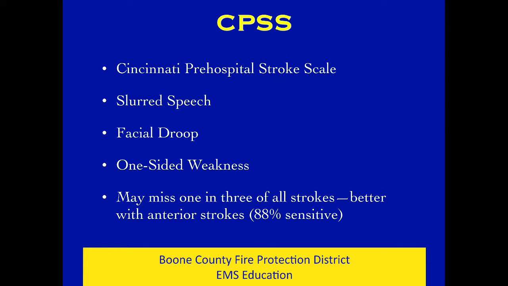Slurred speech, facial droop, one-sided weakness. When you have them talk, they're a little slurry. That can be from other things as well. One side of their face is droopy compared to the other, and one side of their body is weak compared to the other. We used to test grips, now we do pronator drift. In lab for this, we'll make sure everybody's doing the CPSS correctly.